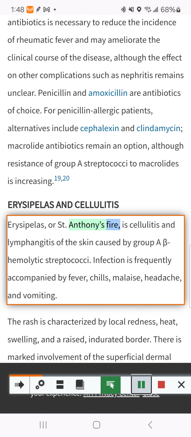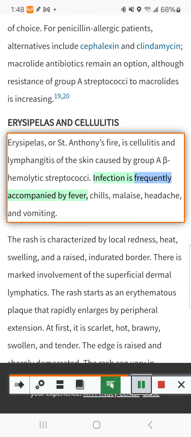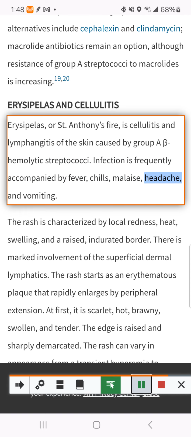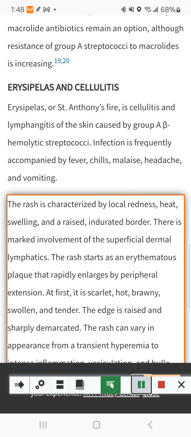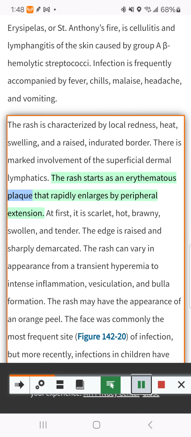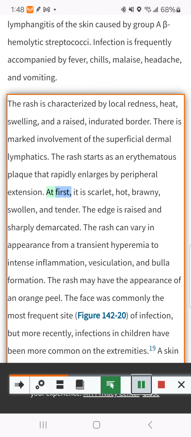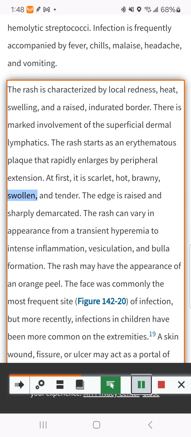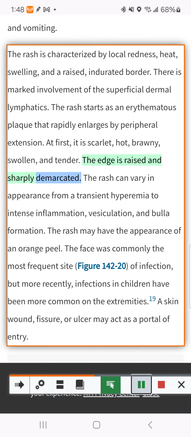Erysipelas, or Saint Anthony's fire, is cellulitis and lymphangitis of the skin caused by Group A beta-hemolytic streptococci. Infection is frequently accompanied by fever, chills, malaise, headache, and vomiting. The rash is characterized by local redness, heat, swelling, and a raised, indurated border. There is marked involvement of the superficial dermal lymphatics. The rash starts as an erythematous plaque that rapidly enlarges by peripheral extension. At first, it is scarlet, hot, brawny, swollen, and tender. The edge is raised and sharply demarcated.